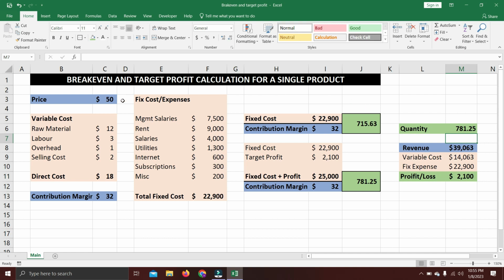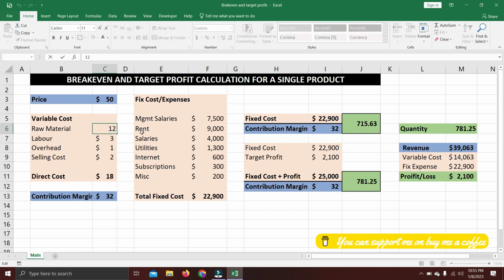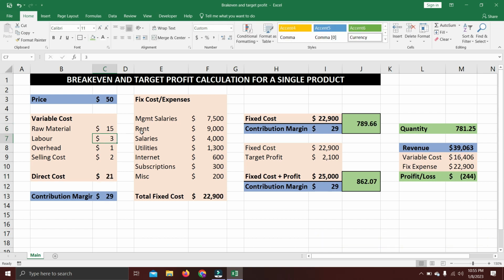And now we have created this whole sheet in a way that we can play around with it. In case you have come to know that your variable cost has increased from $12 to $15, you can change it, and it will change most of the things automatically. And here you can see our break-even point has increased to 789.66. This quantity has also increased because our contribution margin has declined.